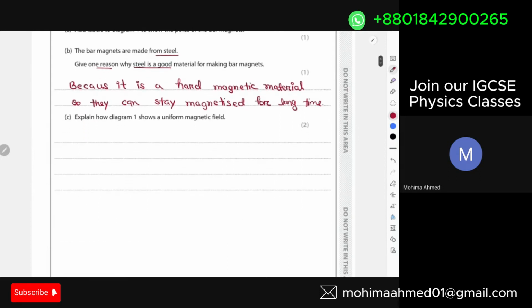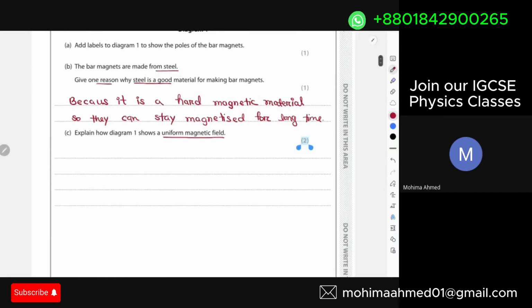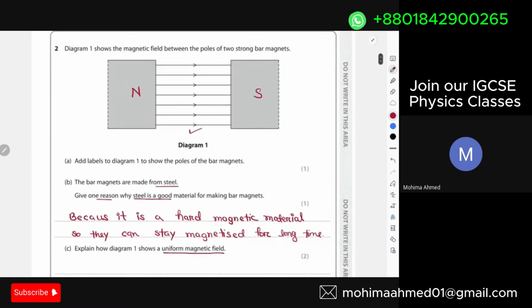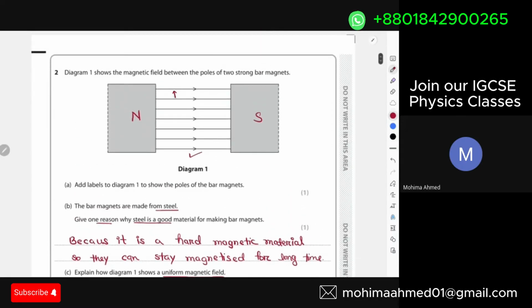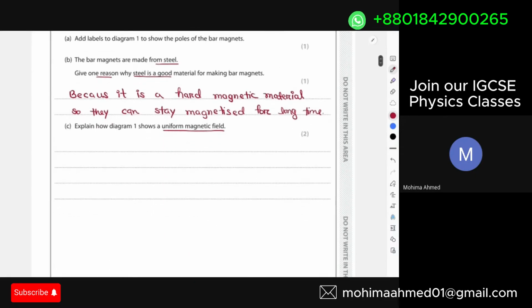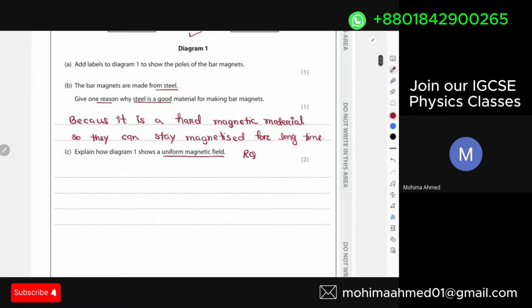Then I can explain how diagram 1 shows a uniform magnetic field. What we understand by uniform magnetic field is that all the field lines are of equal distance from each other. They're all parallel to each other, and the field lines are all straight, right? There should not be any curve or something. So these are the three important points about uniform field lines. Again, this is a repeated question.